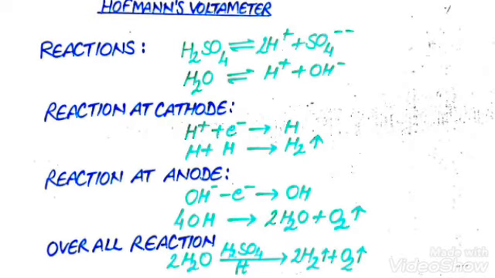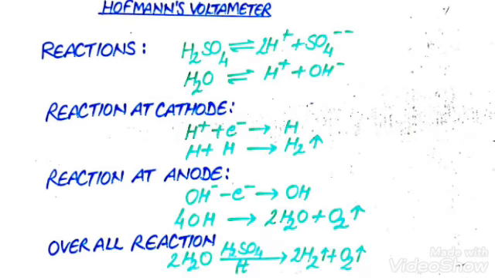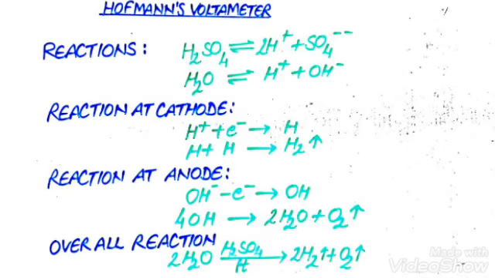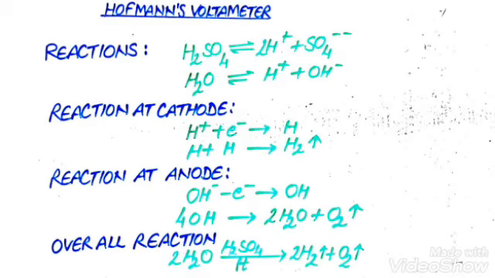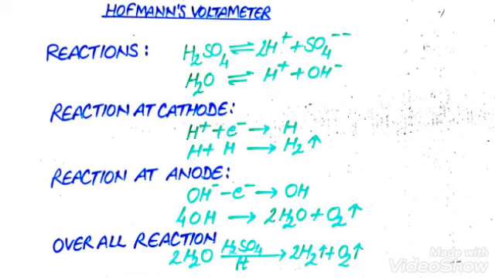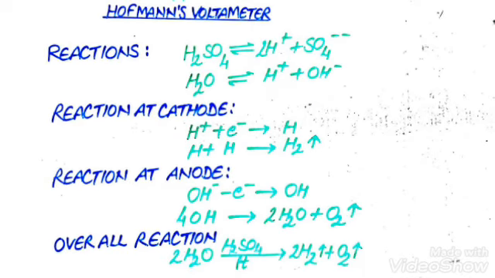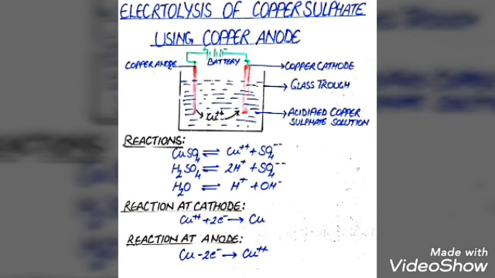We get hydrogen ions, sulfate ions and hydroxyl ions. Then at cathode, hydrogen ions get discharged and hydrogen gas is liberated at cathode. As per the selective discharge of ions, at anode, hydroxyl ions will get discharged. They lose their electron and form OH. 4 OH groups combine to form water molecules and oxygen gas is liberated. The overall reaction is water dissociates to form hydrogen and oxygen gas.